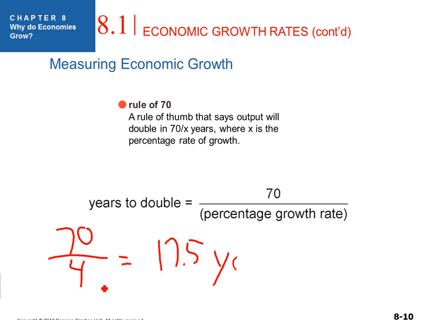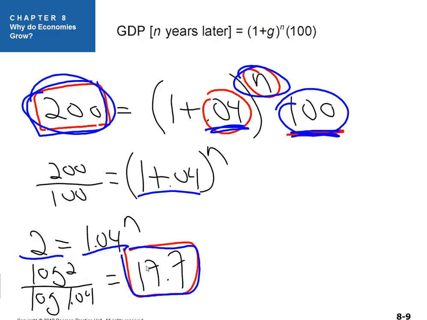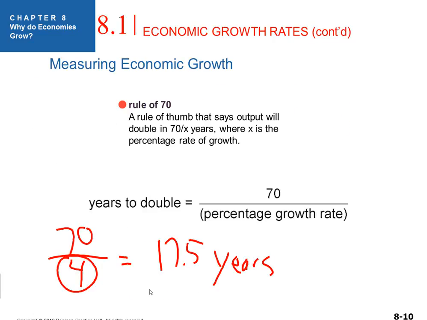Okay, so if I use the rule of 70, I can do a very quick approximation and determine that in order for the economy to double at a growth rate of 4%, it would double in about 17.5 years. So I find that interesting because even though that's an approximation, when I did it using logarithms, I found it was 17.7. So the rule of 70 is very close to the actual value.